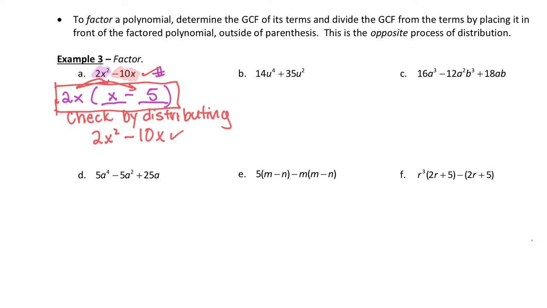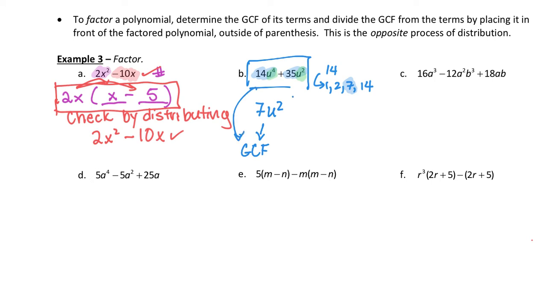For example B, my two terms are 14u to the fourth and 35u squared. So I still want to think about my 14, and I want to think about all the factors. So 1, 2, 7, and 14. Now, which one of those numbers would divide evenly into 35, and it's going to be the 7. So my numerical factor is 7, and then I'm going to take a look at those variables. So I've got u to the fourth and u squared. The smallest one is u squared. So that's my GCF for this binomial.